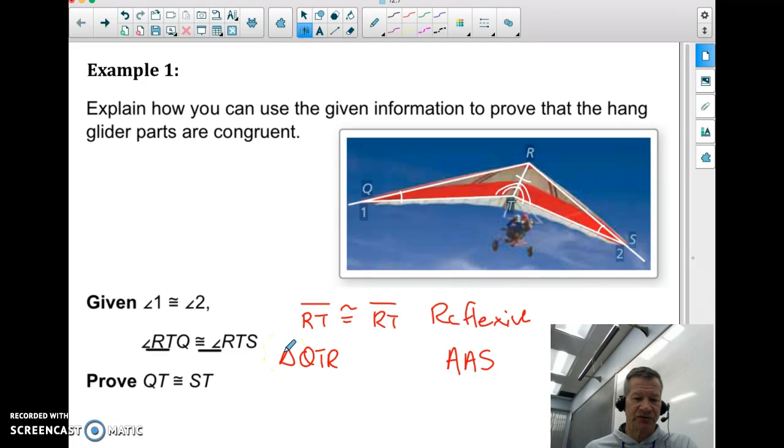is congruent to, and I have to say this in the correct order, so angle Q is congruent to S, so I start out with S here. This angle T is congruent to this angle T, so T and then R. Now, because of that, I know that QT and ST, because they're corresponding parts of these triangles, remember that's what they wanted me to prove, then I can say that QT is congruent to ST.